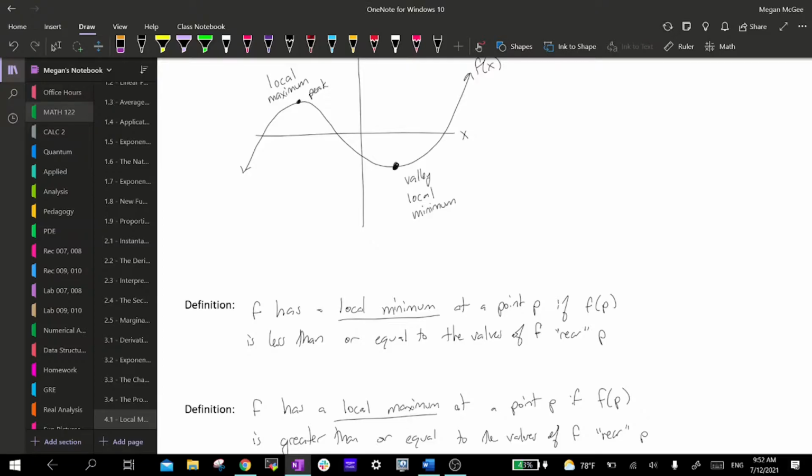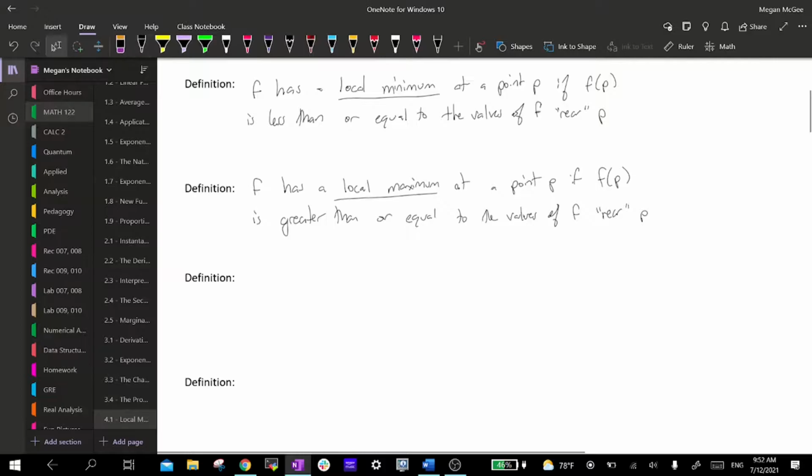Alright, so how can we find these points without looking at a graph? Well, what do both points have in common? The local max and the local min, what do they have in common while we're looking at this graph? Specifically, maybe think about their derivatives. Alright, they both have a zero derivative. Right? If we drew a tangent line at both the local max and the local min, the slope would be 0.